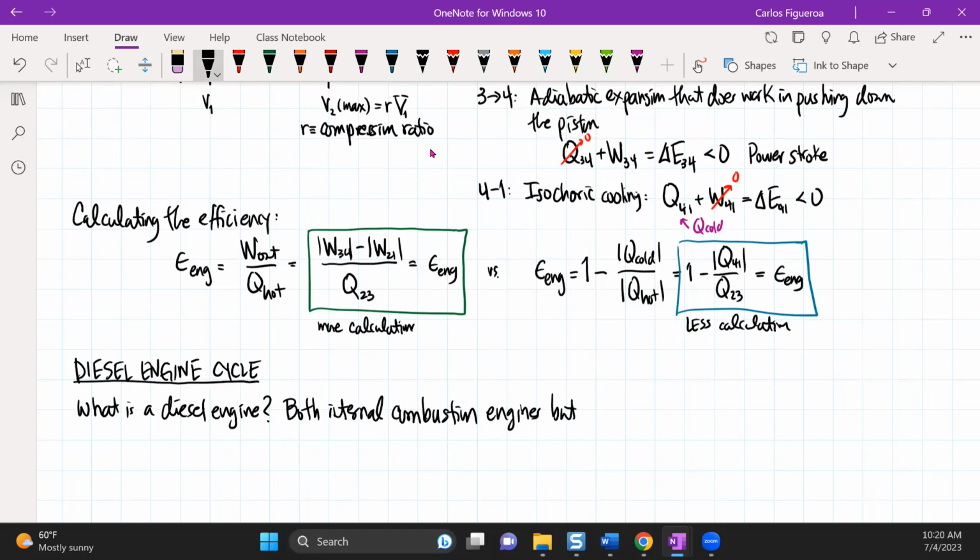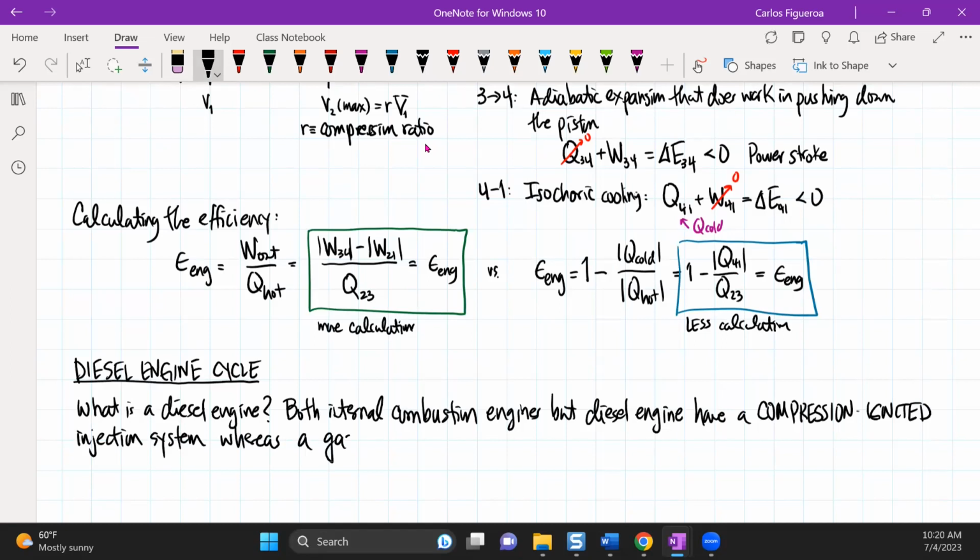But diesel engines have a compression ignited fuel injection system, whereas a gasoline engine has a spark plug, a spark ignited system.